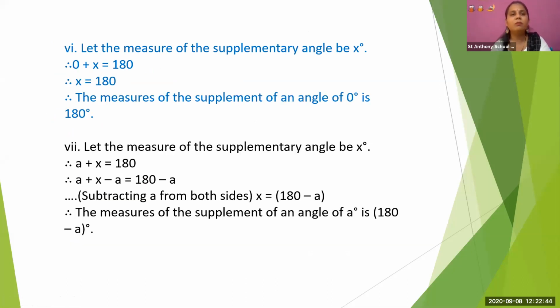If one of the angles is 0, then 180 minus 0 is equal to 180. If one of the angles is A, then x is equal to 180 minus A. That is the answer.